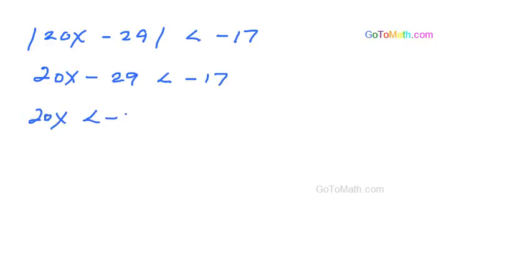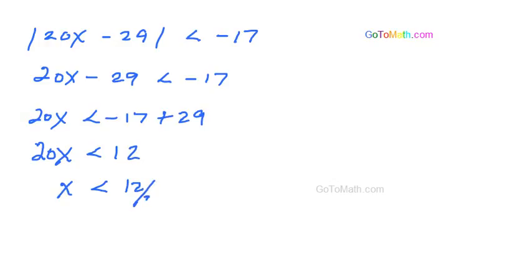So we got negative 17 plus 29. And what do we got there? 9 and 3 is 12. So we got 20x is less than 12. X is less than 12 over 20, and of course that reduces down to 3/5. X is less than 3/5.